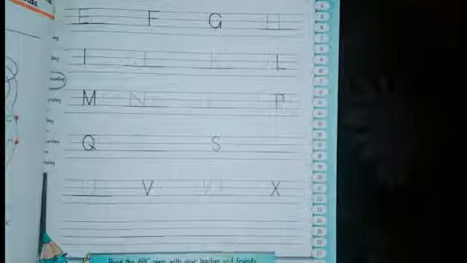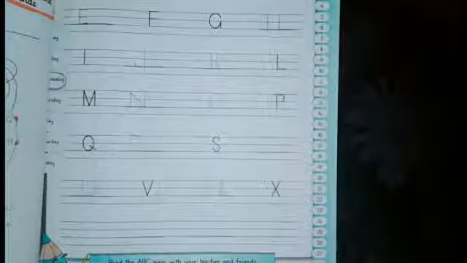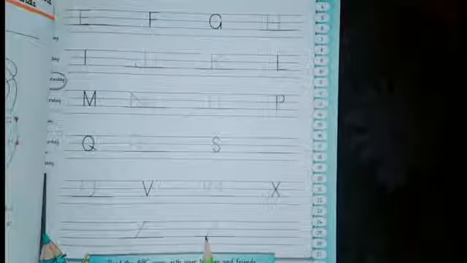X. How will we write X? The next alphabet is Y. What comes after X? It's Y. Starting from this point, a small line and then a slanting line like this. The next alphabet is Z. How will we write Z? A horizontal line and then a slanting line, and then again a horizontal line.